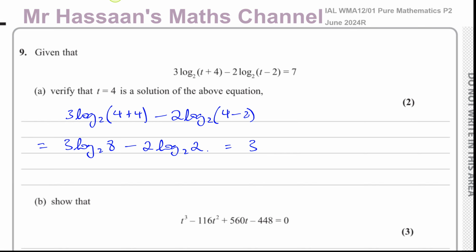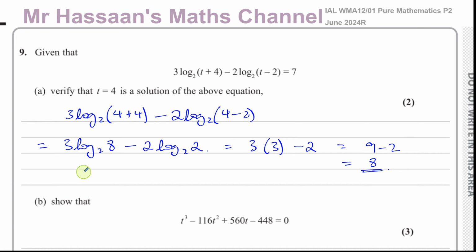Well, we can use the power law here, or we could just do the following, make it very easy. We know log to the base 2 of 8 is 3, so you end up with 3 times 3. Log to the base 2 of 8 is 3 because 2 to the power of 3 is 8. And log to the base 2 of 2 is 1 because 2 to the power of 1 is 2. So this is 3 times 3 minus 2, which gives you 9 minus 2, which is equal to 8. Simple as that. I think you could even put this in your calculator and get 8 out, and that would be fine as long as you've shown that you replace the t with 4.